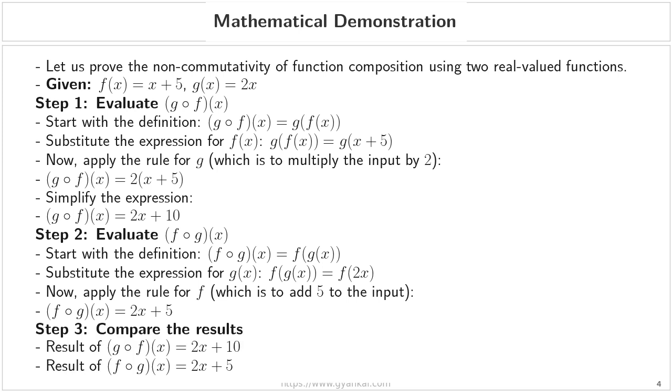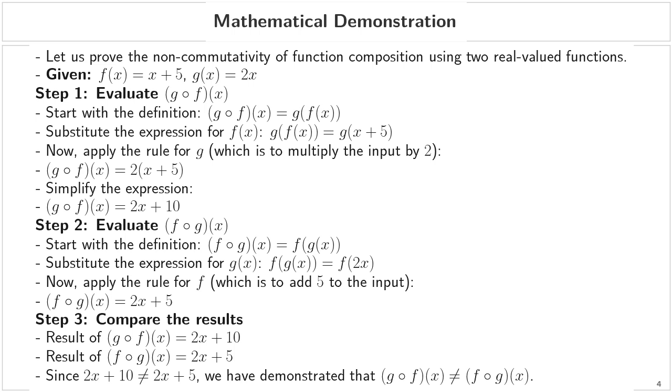Finally, in step 3, we compare our two results. The result of g circle f of x is 2x plus 10, while the result of f circle g of x is 2x plus 5. Since 2x plus 10 is not equal to 2x plus 5, we have successfully demonstrated that g circle f of x is not equal to f circle g of x. This mathematical proof confirms that changing the order of the functions changes the final output. Keep this in mind as we move to the next slide, where we will discuss some common mistakes to avoid when performing these substitutions.